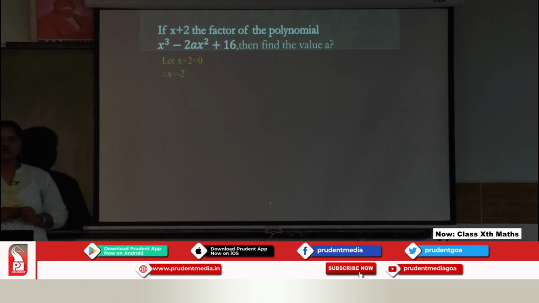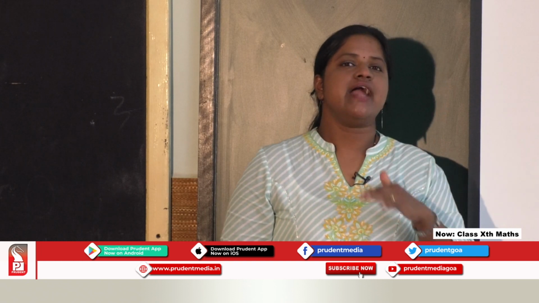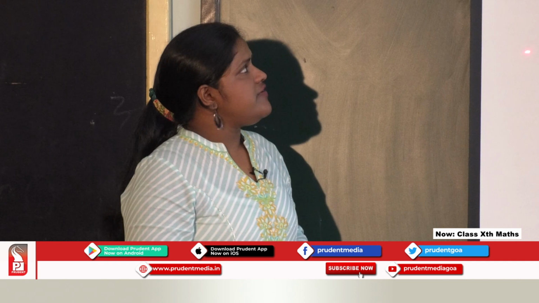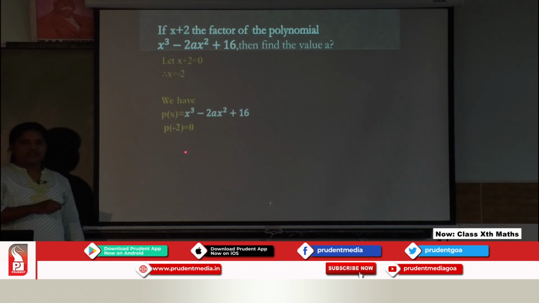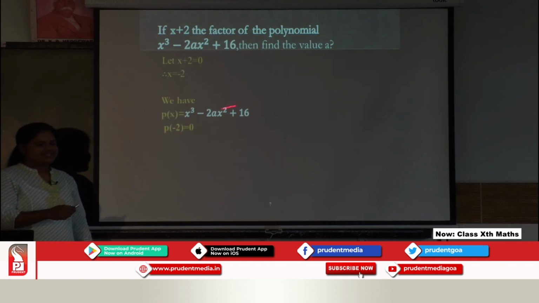Now what are we supposed to do with this? Now we know that minus 2 is the 0 of the polynomial. So we conclude that p of minus 2 is 0. So the next step is we are supposed to substitute this value in the polynomial. So let's substitute.